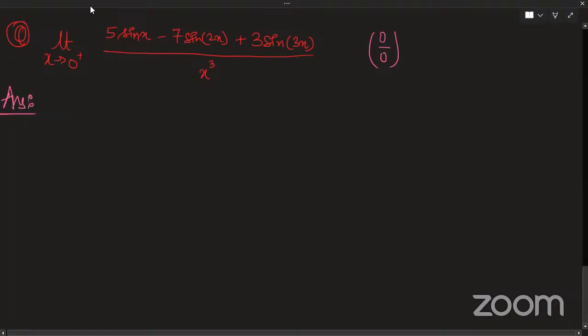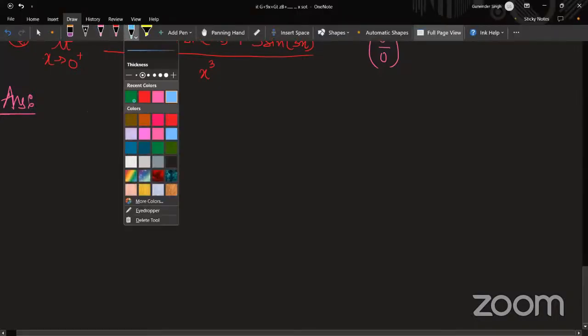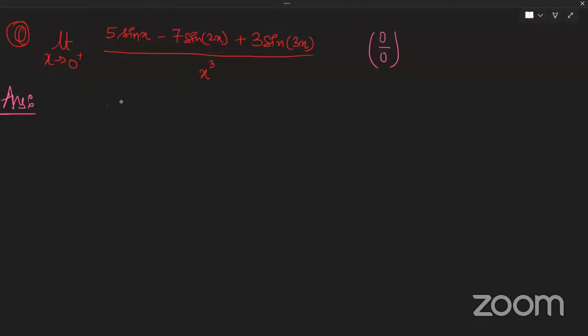Maybe you can apply L'Hopital's rule, right? Yes, but differentiating one sine that is inside another, like you have sine of 3x, sine of 2x, would be messy. So for the time being, we'll do it with infinite expansion. Do you all remember what is the infinite expansion of sine x?